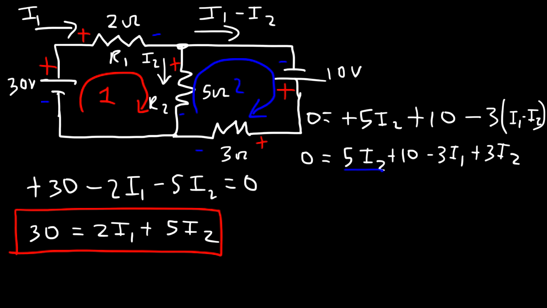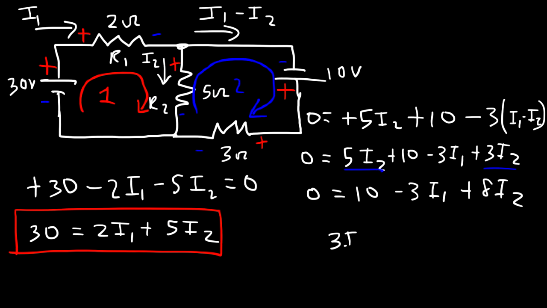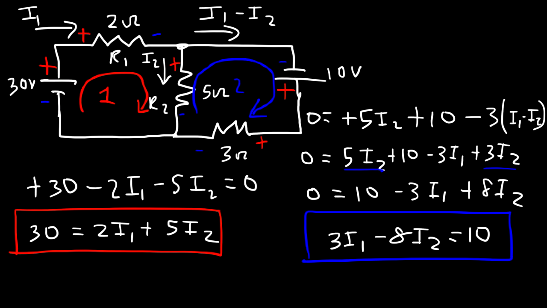And so let's go ahead and combine like terms. And so we have 0 is equal to 10 minus 3I1, and 5 plus 3 is 8, so that's going to be plus 8I2. Now I'm going to take these two and move it to the other side. So now I have positive 3I1 minus 8I2, that's equal to 10. So this is the second formula that we need. Now let's do some algebra.